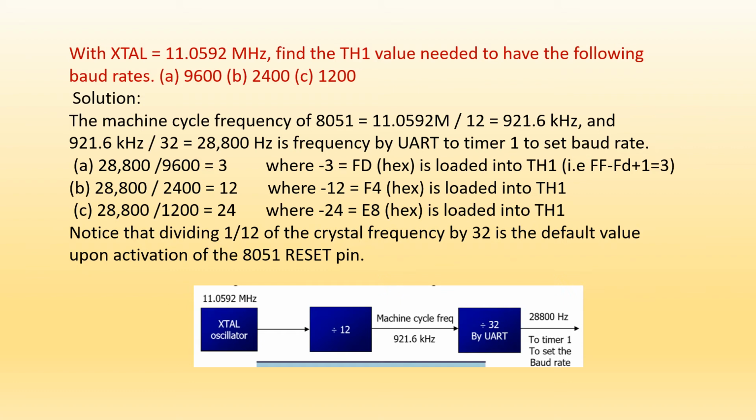For a baud rate of 1200, 28,800 divided by 1200 gives me the value of 24. So we load minus 24, to get the value 24 in the TH1 register. This is how to set the baud rate for doing the serial communication.